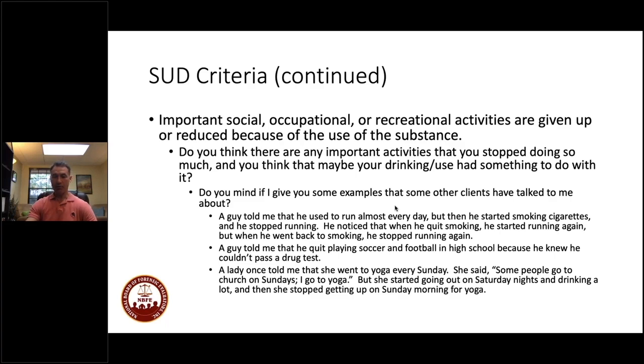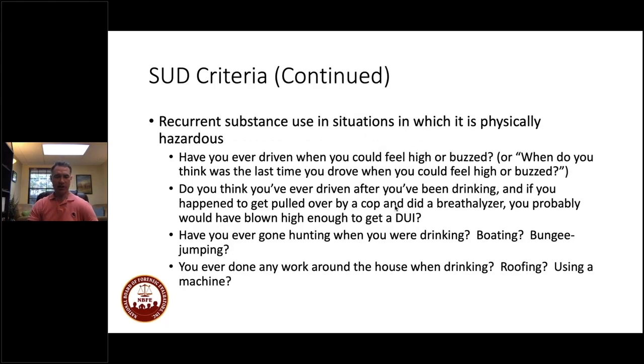Or a guy told me he quit playing soccer and football in high school because he knew he couldn't pass a drug test. And then I asked him if football and soccer was really important to him, and he says, yeah, actually, I really regret dropping out of those things. Or a lady once told me she went to yoga every Sunday like it was church for her, but then she started drinking on Saturday nights and she stopped going to yoga. And she doesn't think she would have stopped if it weren't for drinking on Saturday nights. So you can give examples too. That helps clients to start thinking sometimes. It also normalizes to some degree these experiences.